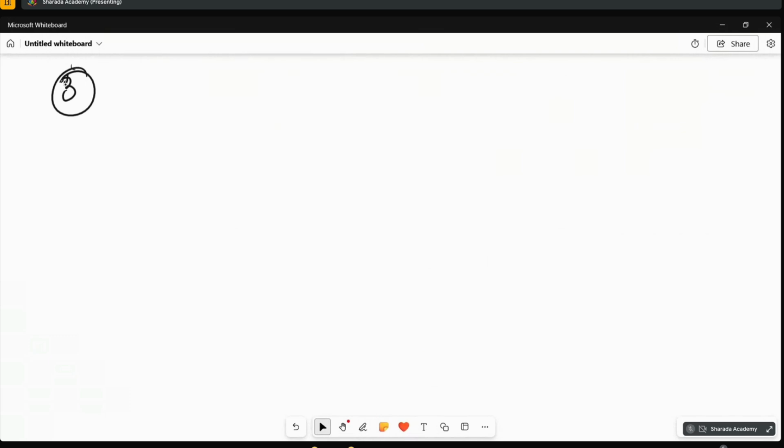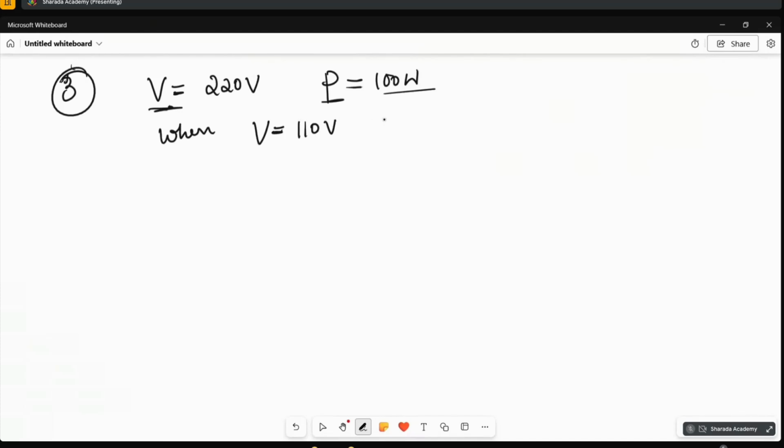An electric bulb is rated 220 volts. That is the voltage of the bulb. And 100 watts. So power they have given is 100 watts. When it is operated on 110 volts, the power consumed will be? So when voltage is 220 volts, it consumes power of 100 watts. When voltage becomes 110 volts, what will be the power consumed? This is the question.